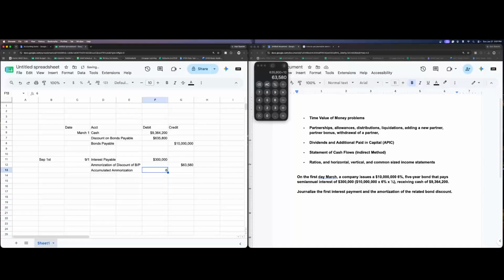I believe, I could be wrong, that accumulated depreciation most of the time goes in credits, and then the amortization goes in debits, although I could be wrong here. 63,580. And then you guys will ask where does the interest payable come out if it comes out of cash? So it would look like this.